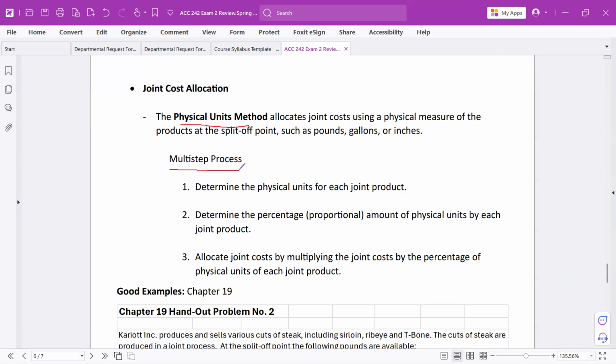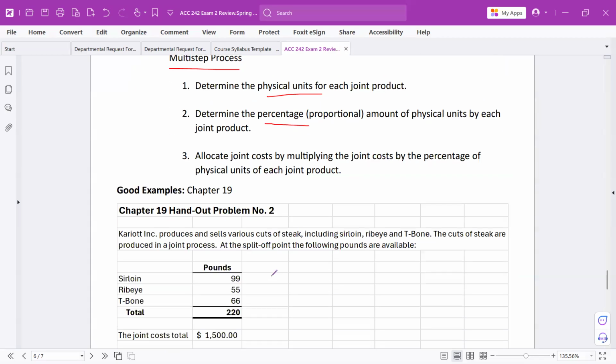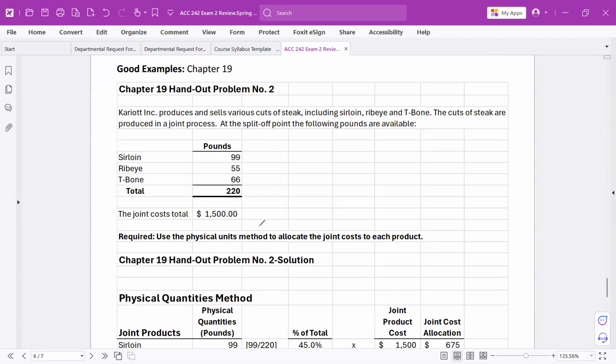So again, it's kind of a multi-step process. We need to know what the physical units are, and then use those physical units to get the percentage, and then multiply the percentage times the joint cost to get the allocation. So in this first illustration, we've got three joint products, right? So again, you have this joint process that results in three products, and we need to be able to take this joint cost. This $1,500 is the joint cost, and it needs to be allocated to these three products based on the physical units, the pounds. So we use those pounds to get the percentages.